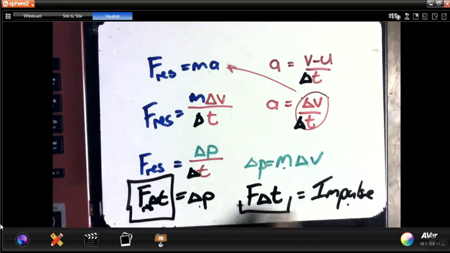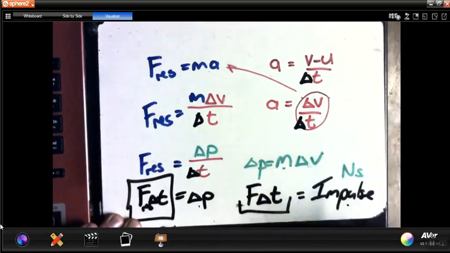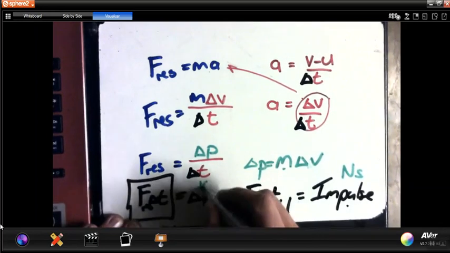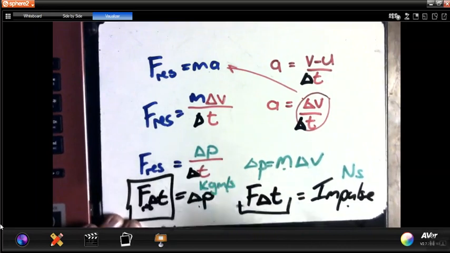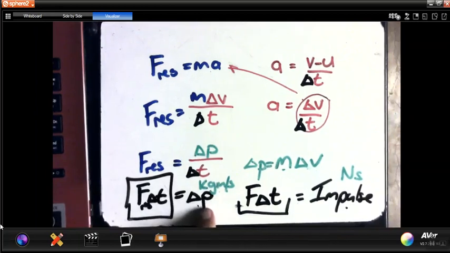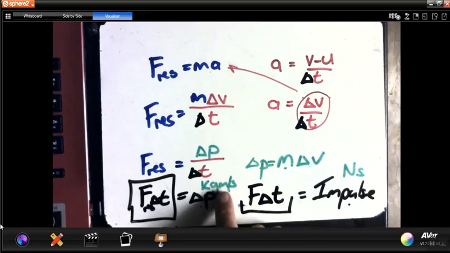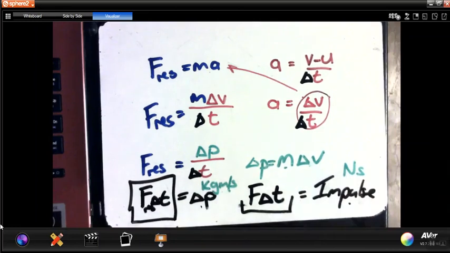So we call this quantity, force times time, impulse. We measure it in Newton seconds. We know that we measured momentum in kilogram meters per second, and these two units are actually equal or related to each other. So change in momentum is the same as impulse. Change in momentum can have this unit or that unit, because it's the same quantity that we're calculating.